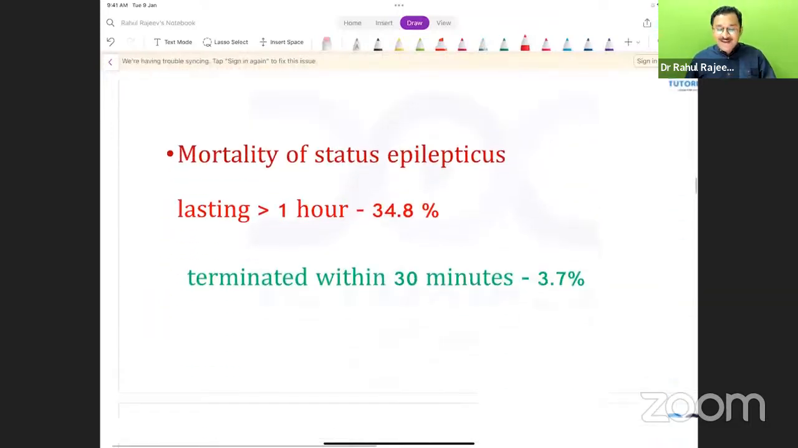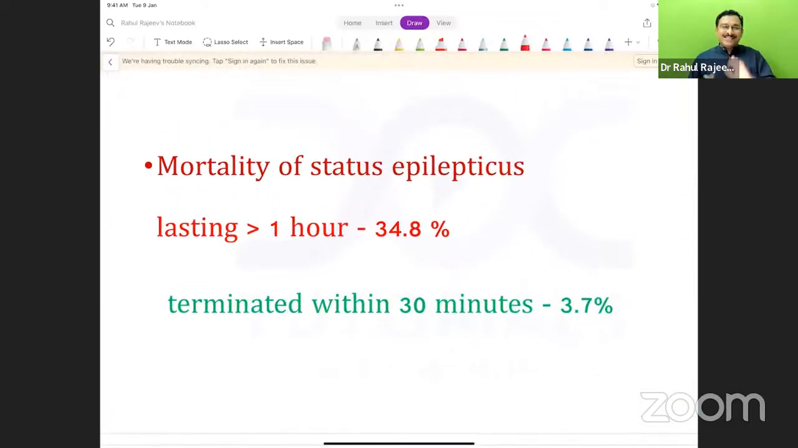Now, this slide is going to tell you the importance of time in status epilepticus, because the title of the session was how to extinguish the fire. Remember, you've got to extinguish the fire as soon as possible. And this data will tell you why.